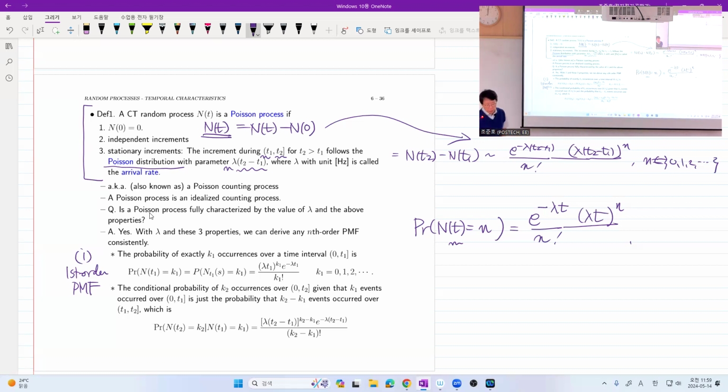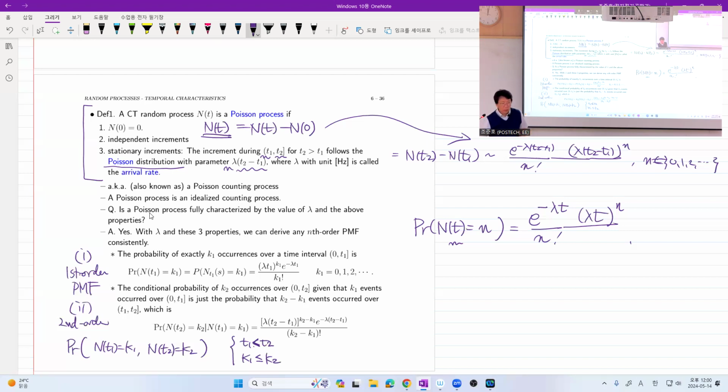Now, second order. How can you find the second order PMF? The second order PMF is what? N(T1) equals K1 and N(T2) equals K2. And here we assume T1 is less than T2. Yeah, less than makes sense, right? And of course, then K1 is less than or equal to K2. Okay, be careful. Even though T1 is strictly less than T2, these two values could be the same, right? Because it is possible no arrival between T1 and T2.